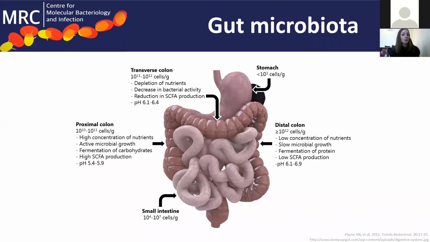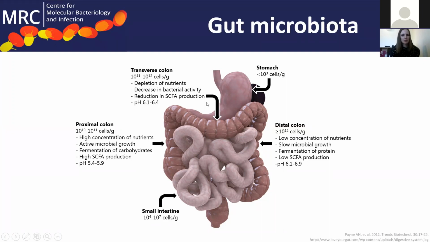So the gut microbiota, what do I mean by that? Well, I'm referring to the diverse and complex microbial community that actually lives inside each and every one of your guts. So this actually is quite variable in the different segments of your gut. So in your small intestine, you usually have a more simplified or lower density of bacterial cells that live in there. As you move on to your proximal colon, you start to get higher concentration of nutrients and therefore more active microbial growth. And transverse colon, we start to get more bacteria growing here.